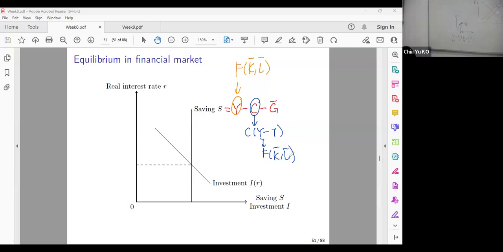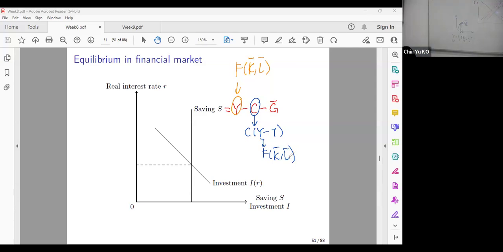But the saving is fixed if you hold all these things fixed, okay? And the investment is like this, so the equilibrium is determined by this one, okay? You might ask, okay, so what? Now we can analyze this by changing stuff.